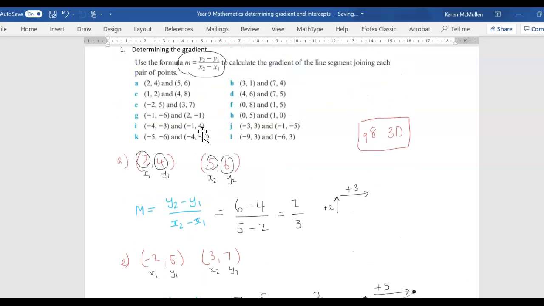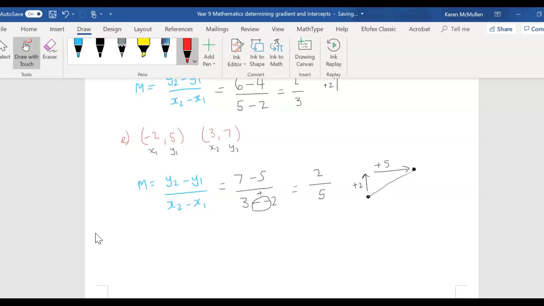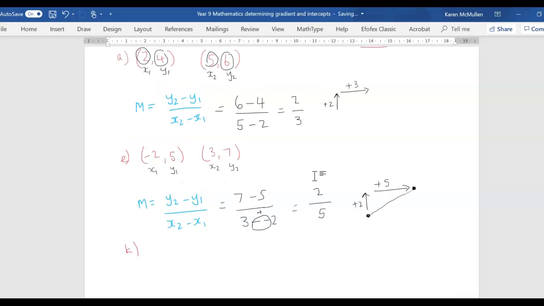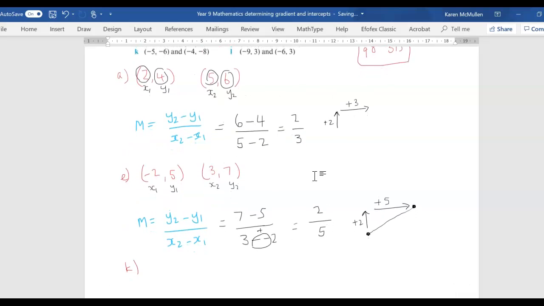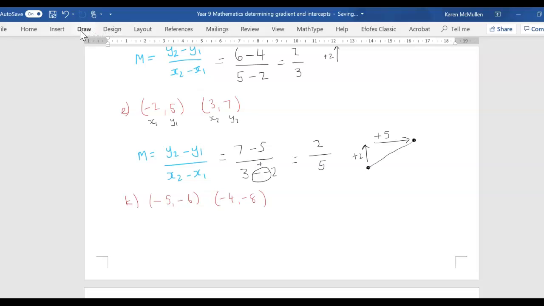All right, let's do one more. I might do K. I think I've only got room on the page for one more anyway. So what have we got? -5, -6, and -4, -8. All right, so labeling them first.